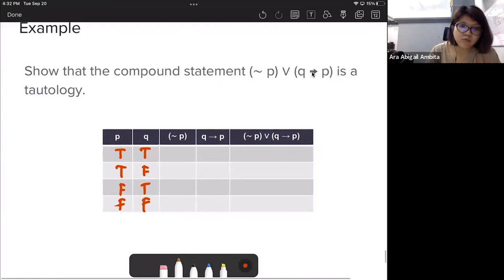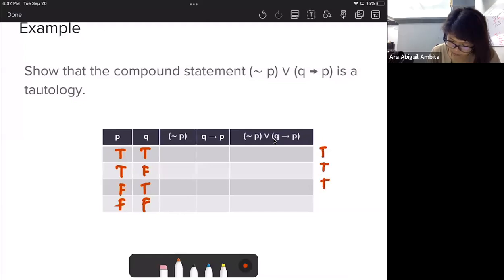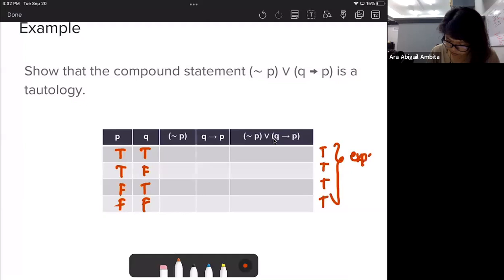Okay, so we want to show that this statement is a tautology. That means that we are expecting that all the possible outcomes for this compound statement are all true. So at the end, our result should be all true. These are our expected values. Let us try to prove that this is indeed a tautology.